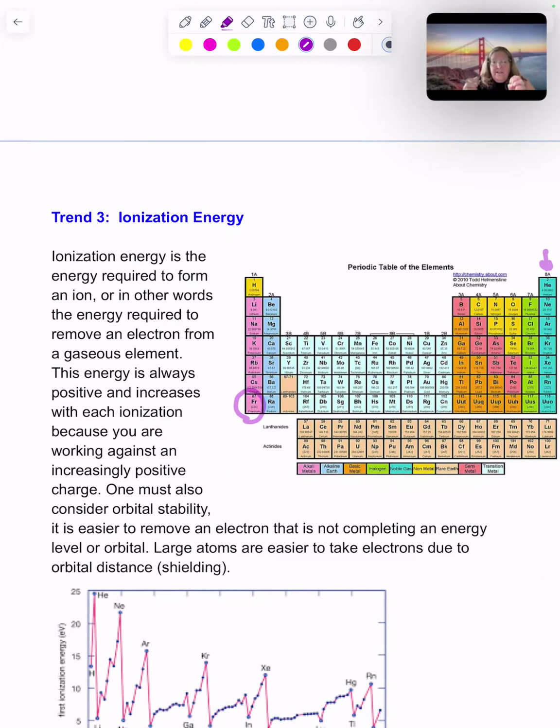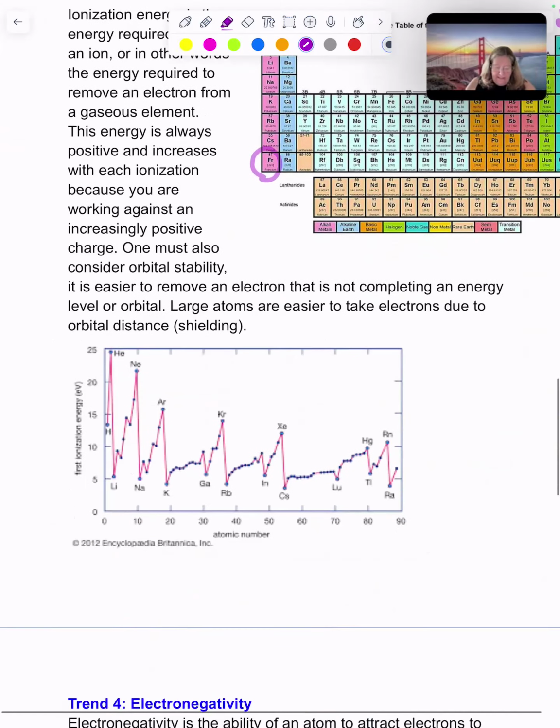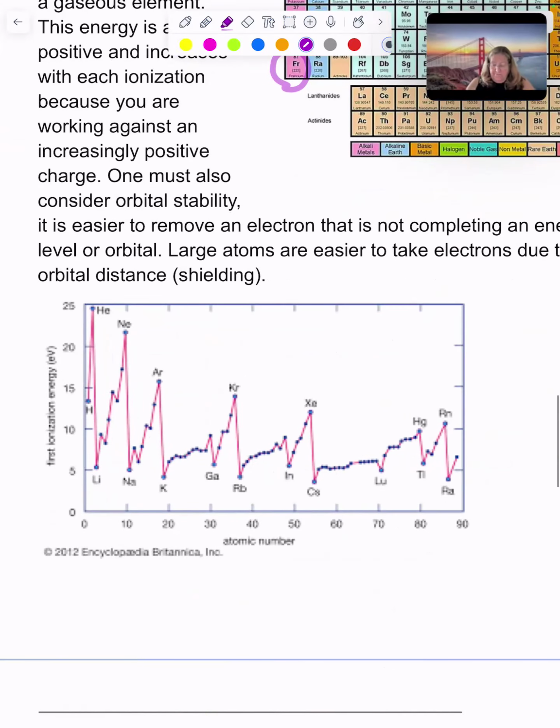It's tight. Those outer electrons are closer to the nucleus. I think this table really does show it well. The larger the atom, the easier it is to remove an electron because of orbital distance. We like to use that term shielding. The inner electrons are protecting the outer ones. The smaller the atom, the harder it is to take it away from.